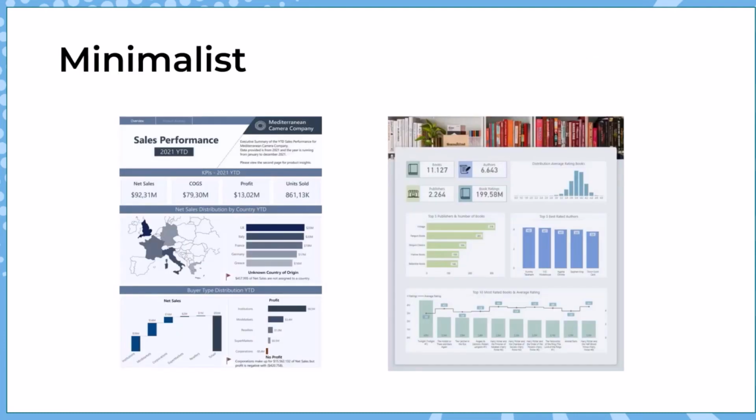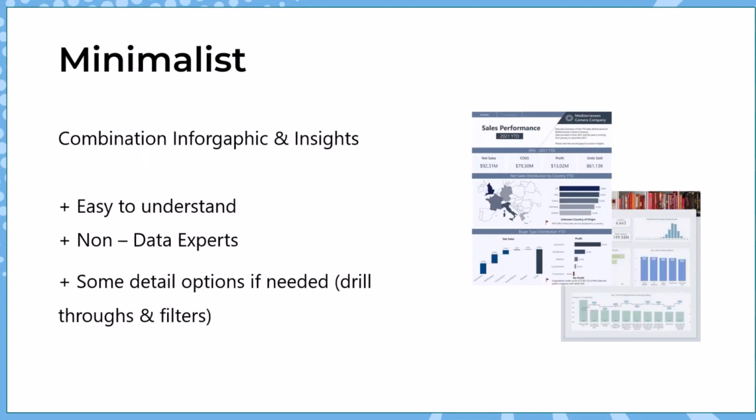Then we also have minimalist. Minimalist is actually a mix. It's a combination of an infographic and insights. And a minimalist dashboard actually doesn't give the user too many choices, but it gives them a little bit more choice than an infographic. Because in the infographic, I said you can't click, filter, or do anything. But in minimalist dashboards, I try to combine visuals, but also a little bit of explanation, a little bit of text, and maybe some filter options. This is quite easy.